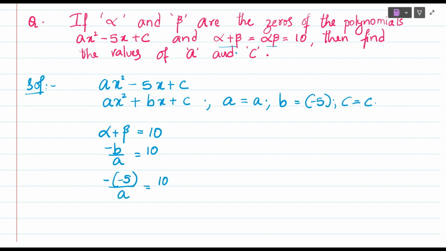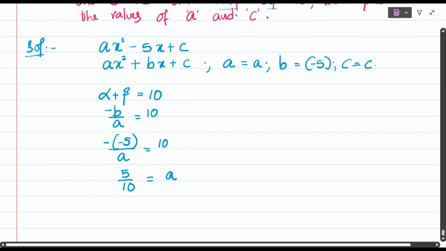Now transpose this, divide by a towards RHS and 10 towards LHS. So minus into minus 5 gives plus 5 by 10 will be equal to a. Okay. The value of a, students, is equal to 1 by 2. We got the value of a here.